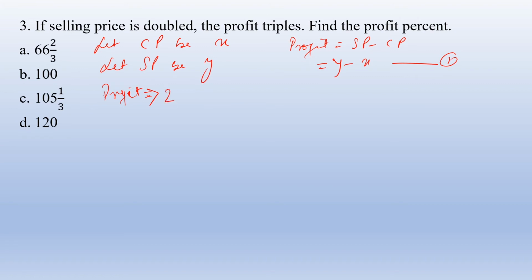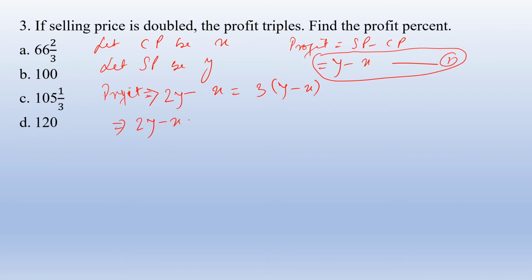is double is equal to twice y minus x equal to 3 times of this, 3 times of this profit when the selling price is double. So 3 multiplied by y minus x. From here it follows twice y minus x equal to 3y minus 3x. From here it follows 3y minus 2y equal to 3x minus x. From here it follows y equal to twice x. This will be our equation 2.